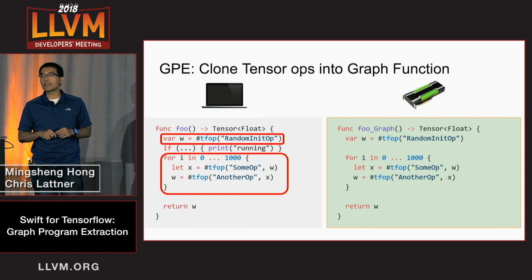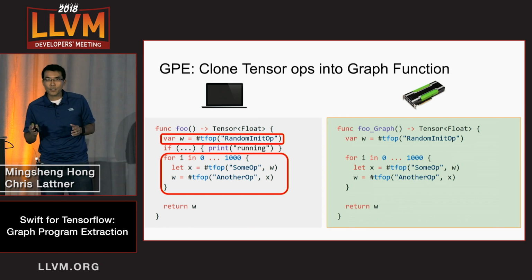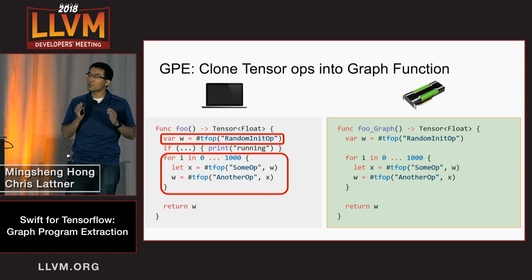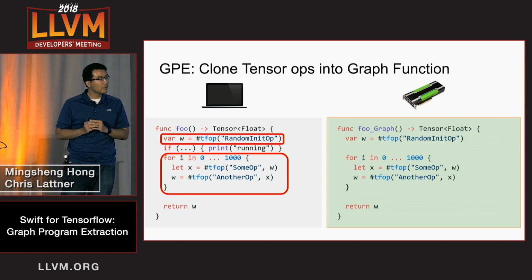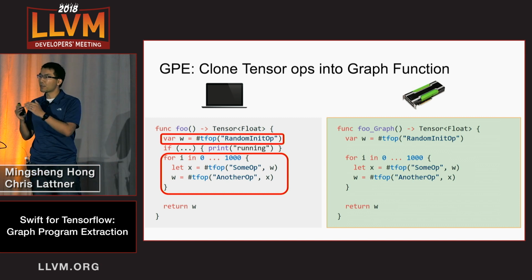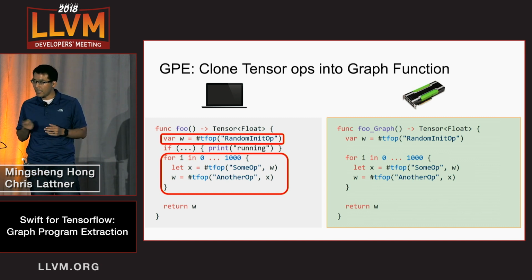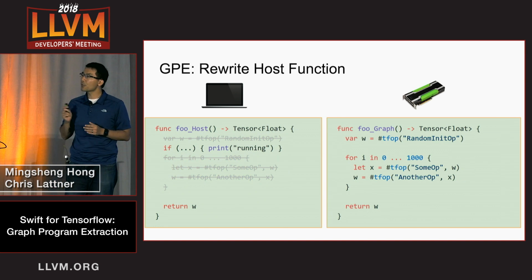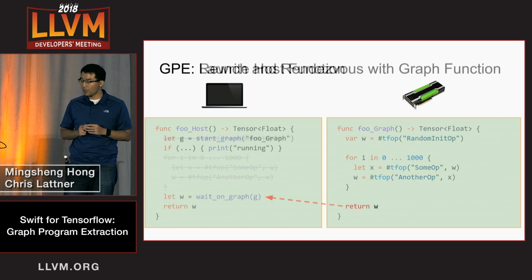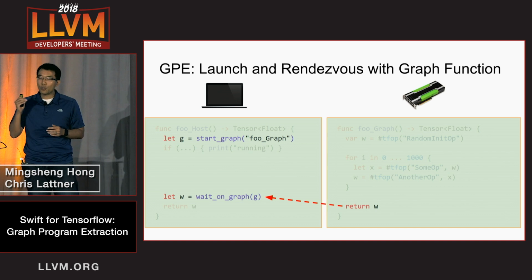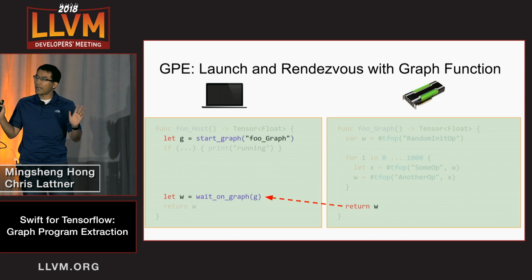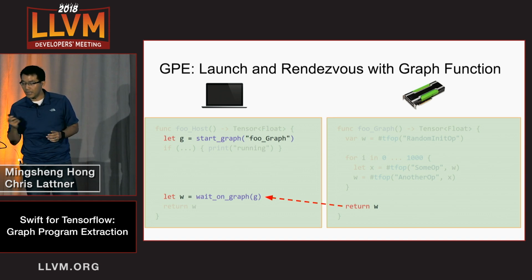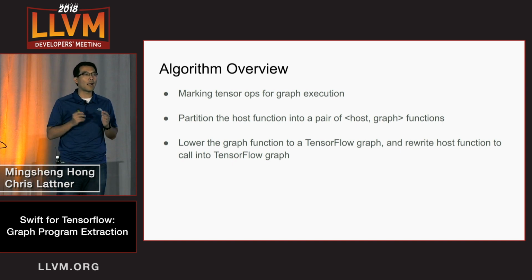How do we do this? Let's first take a look at what you get out of graph program extraction. We first mark those statements and control flows that we can run in the graph. Then we create a graph function with those statements and control flows. And then we rewrite the host function. We clean up the code, and we insert an asynchronous start-graph-computation call at the beginning. Later we can wait for the graph, just like launching a GPU kernel. Right, so that's what GPE can do for us.